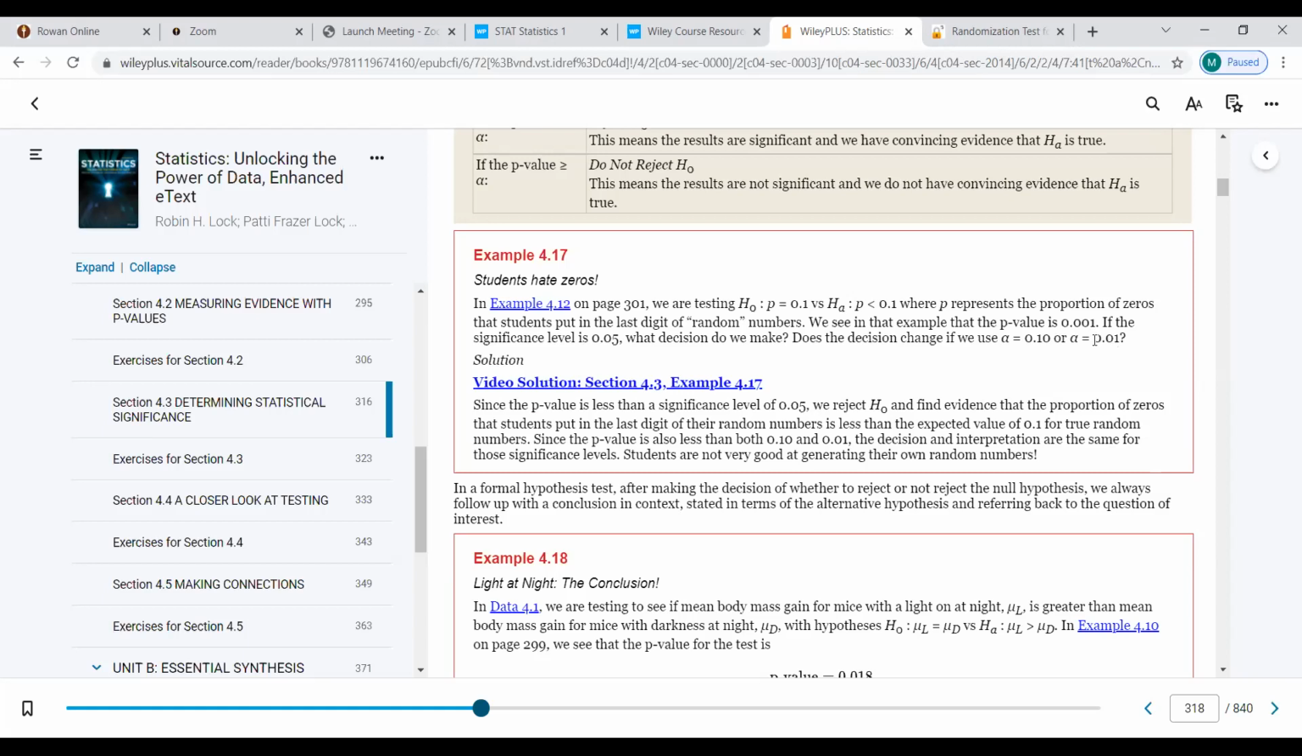That's what we do. We just simply determine our p-value, compare it to alpha, which is given in the problem, and determine if it's less than it. If the p-value is less than alpha, reject. If the p-value is greater than or equal to alpha, we don't reject. It's that simple. All right.